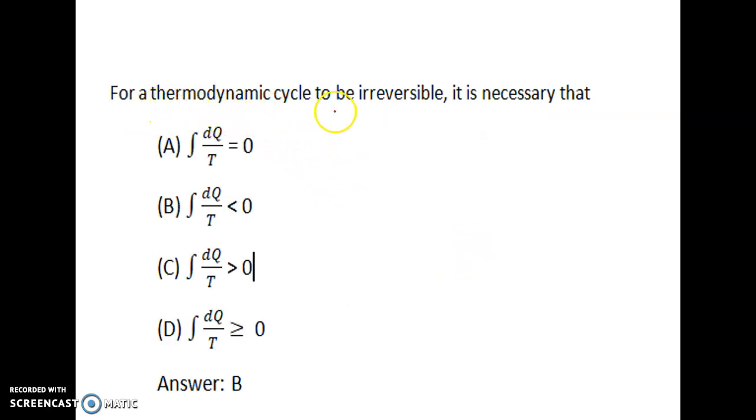For a thermodynamic cycle to be reversible, it is necessary that the cyclic integral of dq by T be considered. We know that ds equal to dq by T. So the change in entropy is 0, and for an irreversible process this is not correct. Option A is not correct.